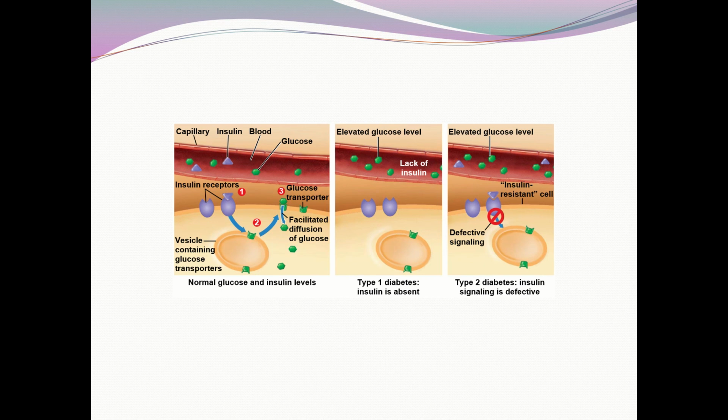The first picture shows normal glucose and insulin levels. The second shows that in type 1 diabetes, insulin is absent. In type 2 diabetes, insulin signaling is defective. So insulin is present, but it cannot bind to the cells anymore.